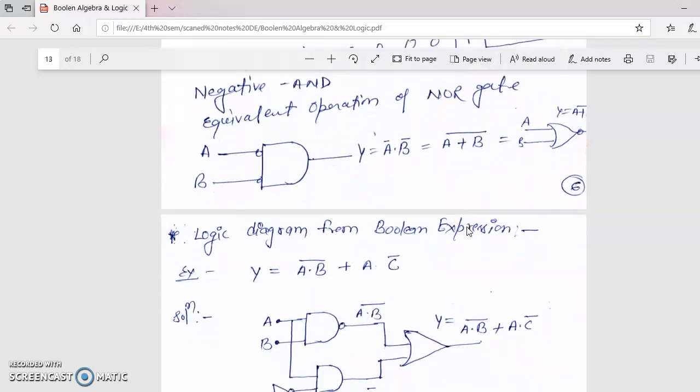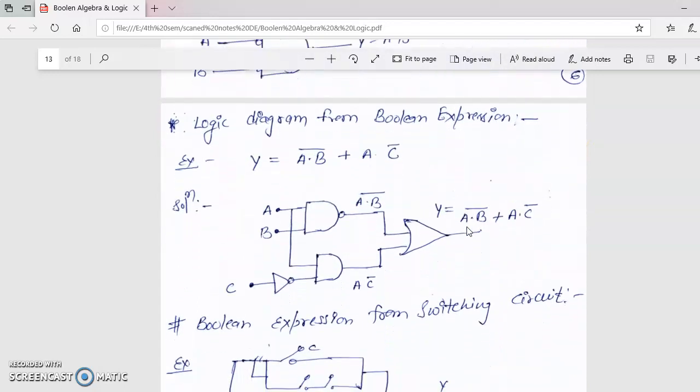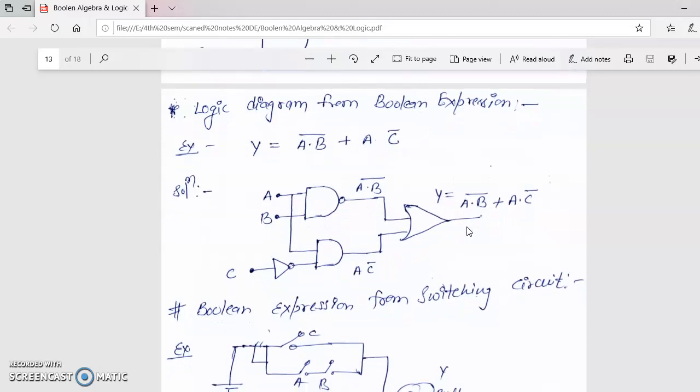Okay. See some operations, some examples. Logic diagram for the Boolean expression. If we are given a Boolean expression and asked to draw the logic diagram, then what happens? (A dot B) bar, this is the NAND gate. Okay, this is the output of NAND gate. A, B is given to this NAND gate and output is (A dot B) whole bar.